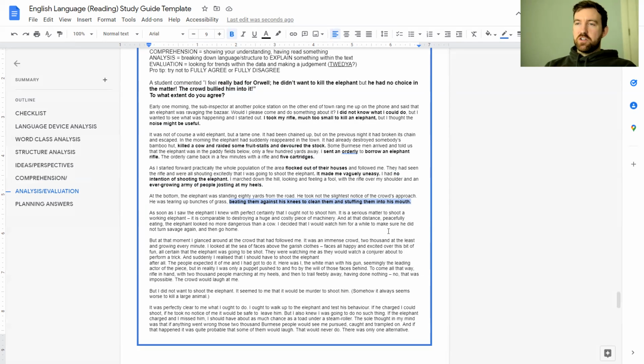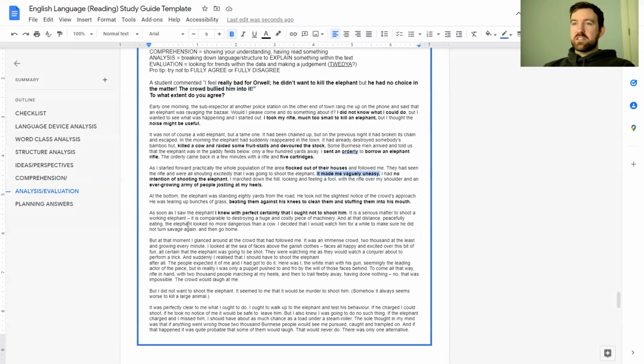As soon as I saw the elephant, I knew with perfect certainty that I ought not to shoot him. So that's pretty interesting as well. Again, it's this repeated sort of thought that he has of don't kill the elephant. So he starts with the wrong rifle, a rifle to scare him. Then he orders the right rifle, but then he says he had no intention of it and it makes him uneasy. The uneasiness can also be a little bit about the crowd, right? The crowd bullying him a bit or intimidating him. And then he thinks that the elephant's kind of sweet, this elephant beating its grass against its knees and just eating. And he knows he doesn't want to shoot him.